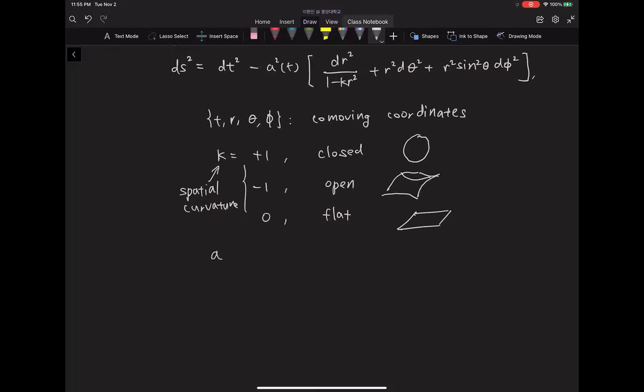And here a(t) is a function of this comoving time t, and this is what we call the scale factor. Because the scale factor is factorized out of this comoving metric, the scale factor a determines the size of the universe.